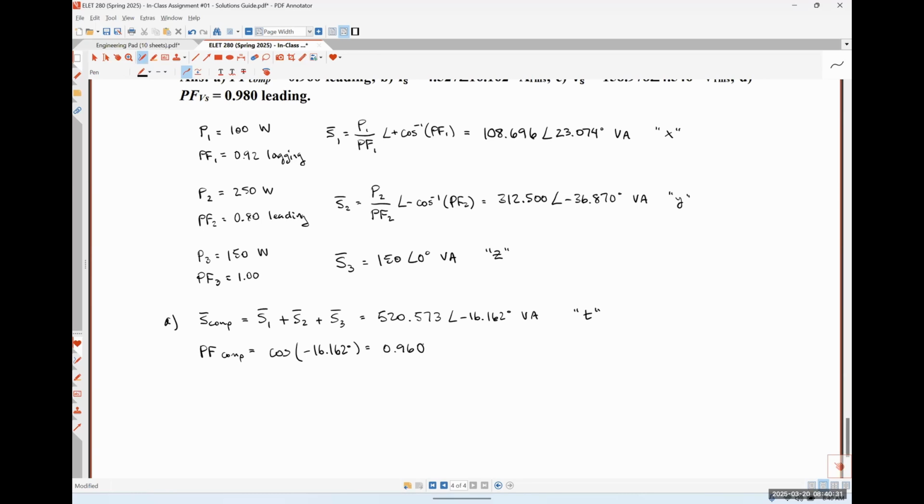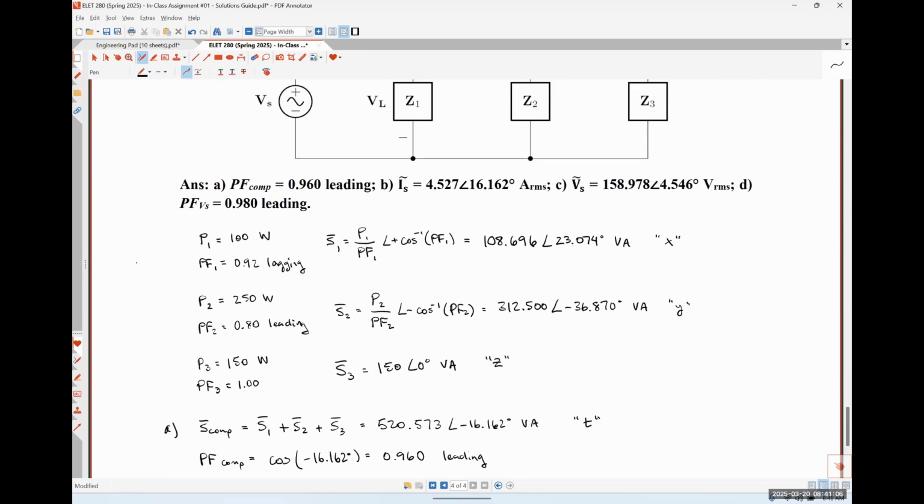Is this power factor leading or lagging? So I hear one person saying lagging and one person saying leading. The person who's saying leading is correct. Tell me why you're correct. Exactly right. Anytime we have a negative power factor angle, we will be operating at a leading power factor. Good job.